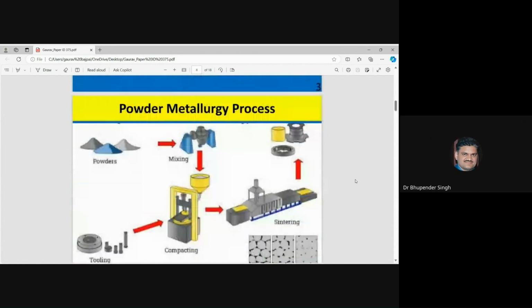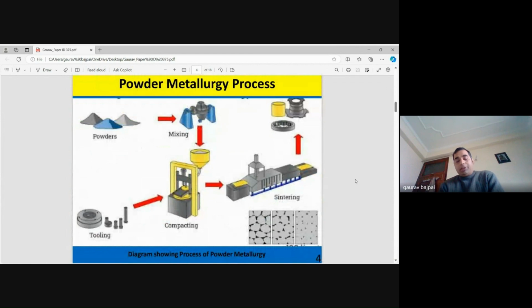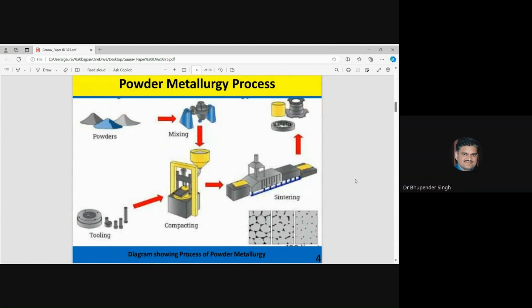I just want to discuss the powder metallurgy process. Yes sir, you can ask something. What is the minimum dimension we can achieve by this powder metallurgy process?